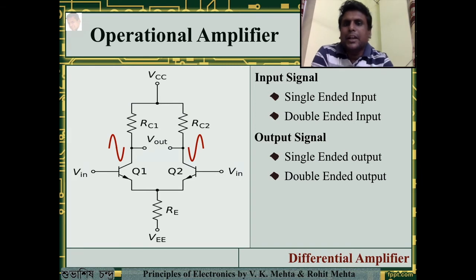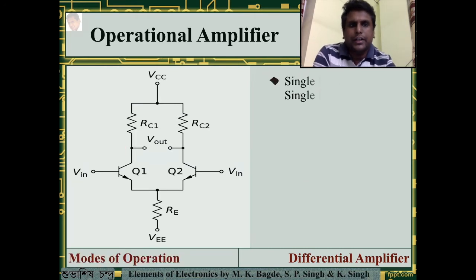So, depending upon these two different inputs and two different output modes, we can have four different modes of operation for the differential amplifier. The first is single-ended input, single-ended output. Second is single-ended input, double-ended output. Third, double-ended input, single-ended output. Fourth, double-ended input, double-ended output. Let's look into the first one, single-ended input, single-ended output.